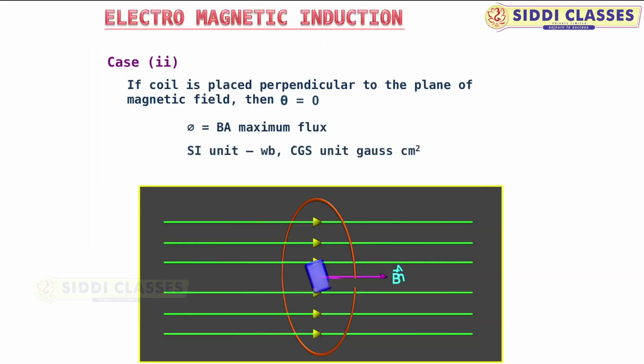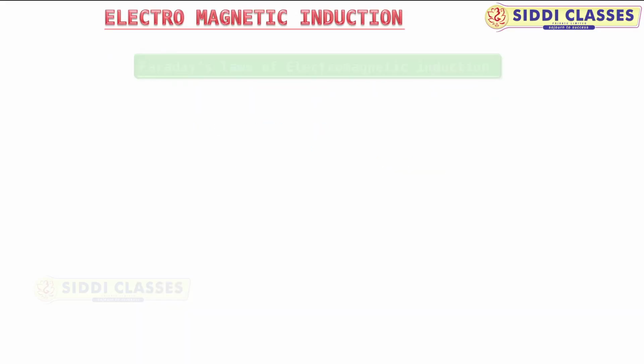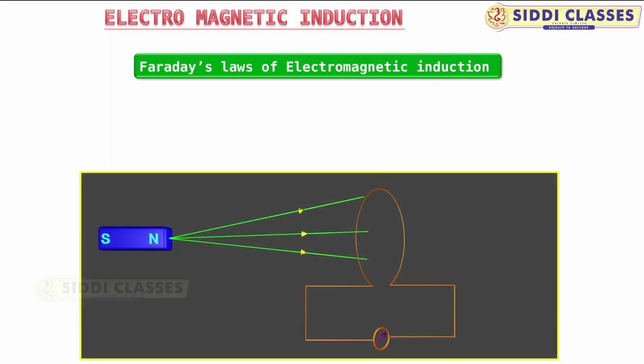The SI unit of flux is Weber, and in CGS units it is Gauss centimeter square, and the dimensional formula is ML^2 T^-2 A^-1. Now we go for Faraday's laws of electromagnetic induction.